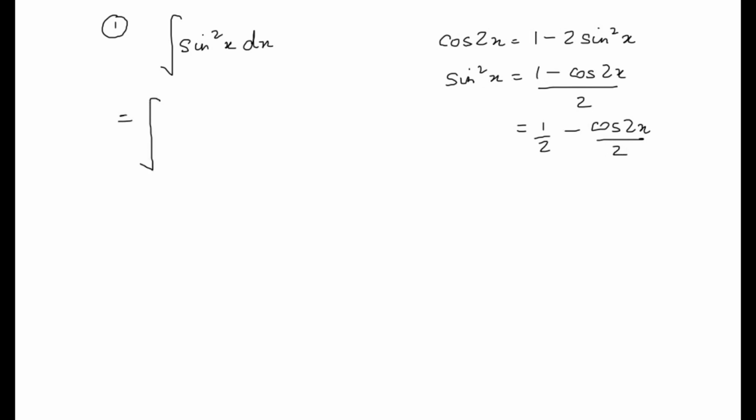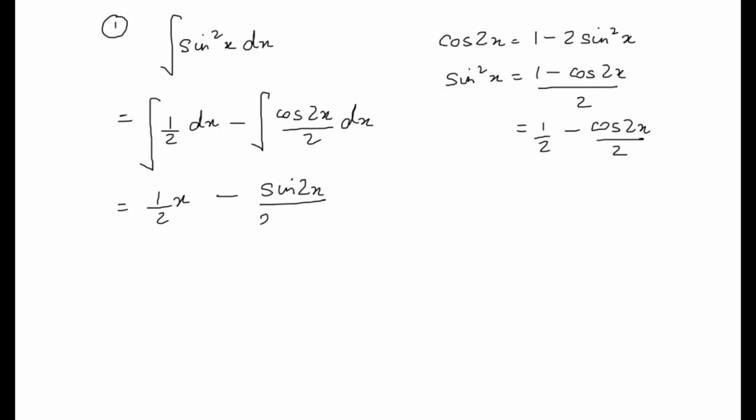So instead of the integral of sin²x, it is going to be the integral of half dx minus the integral of cos 2x by 2 dx. These are easy integrals. All you have to do is half dx becomes half of x, and cos 2x becomes sin 2x by 2, and the original 2 remains as well.